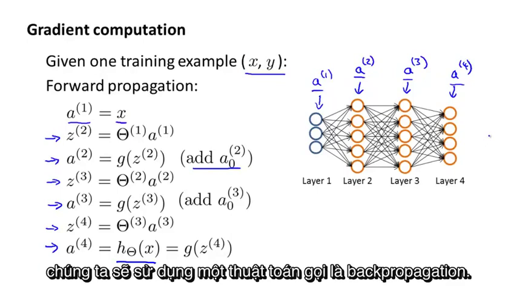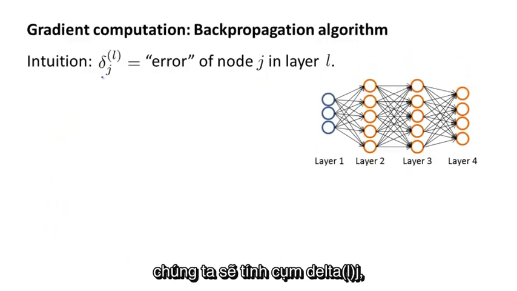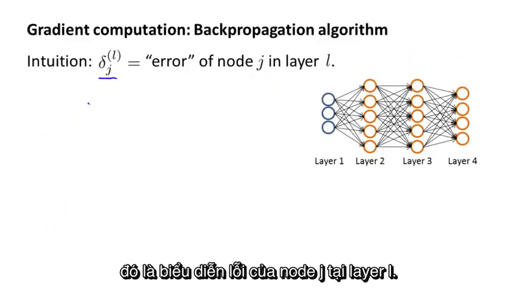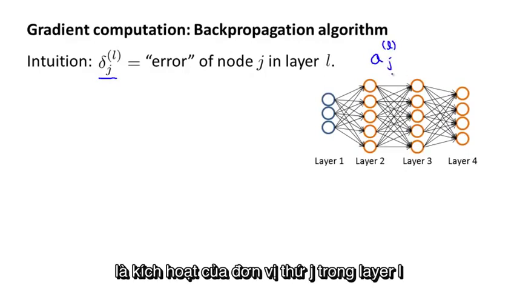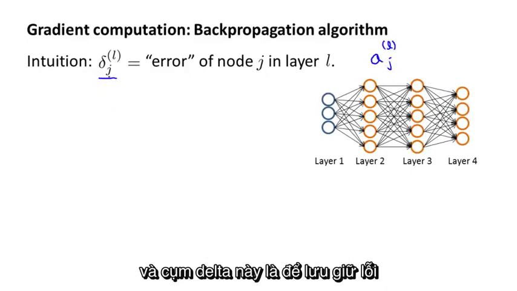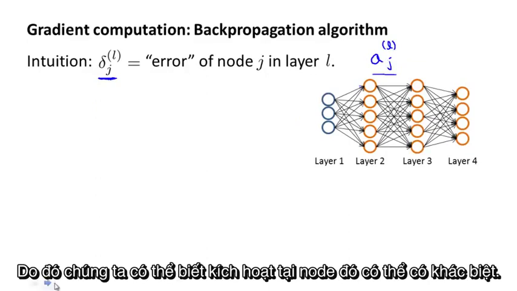Next, in order to compute the derivatives, we're going to use an algorithm called backpropagation. The intuition of the backpropagation algorithm is that for each node, we're going to compute the term delta superscript L subscript j that's going to somehow represent the error of node j in layer L. Recall that a superscript L subscript j is the activation of the jth unit in layer L. And so this delta term is in some sense going to capture our error in the activation of that node, or sort of how we might wish the activation of that node were slightly different.